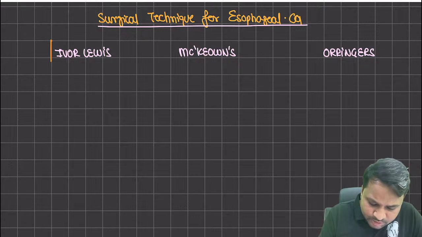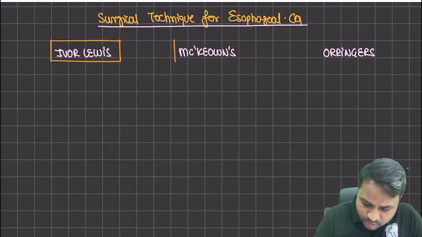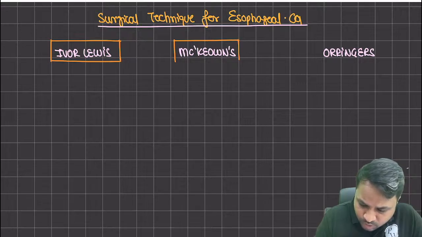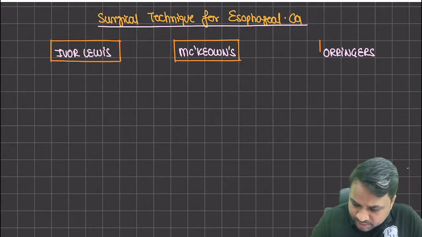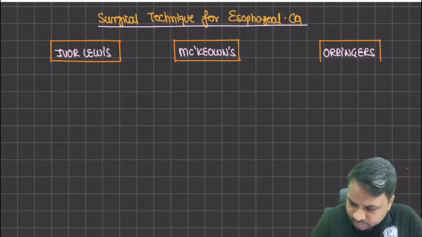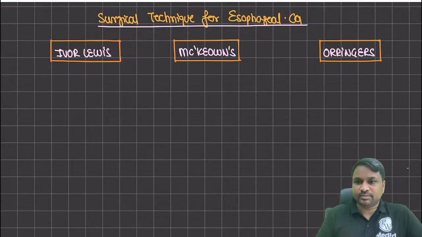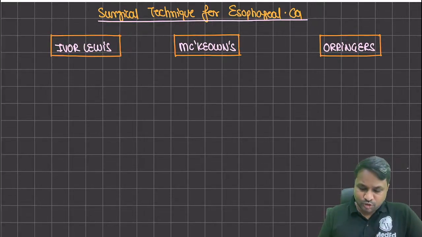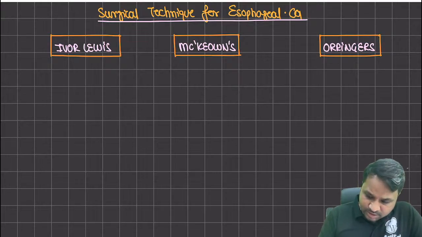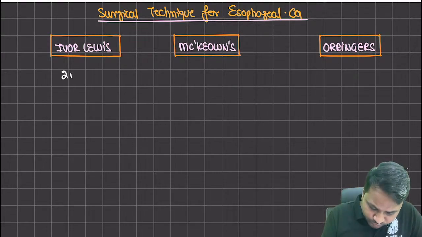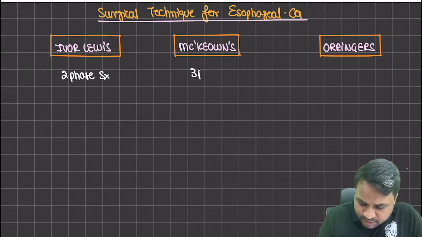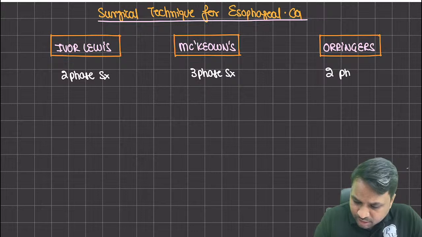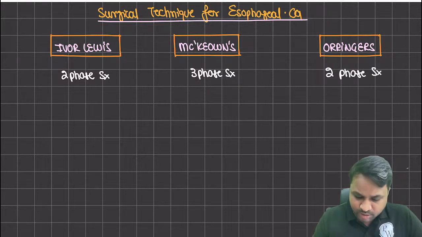What is an Ivor-Lewis technique? What is your McKeown's technique? And what is going to be your Orringer technique? Right? So when you talk about Ivor-Lewis, remember Ivor-Lewis is a two-phase surgery. McKeown's is a three-phase surgery. Orringer is again a two-phase surgery. What do you mean by this?